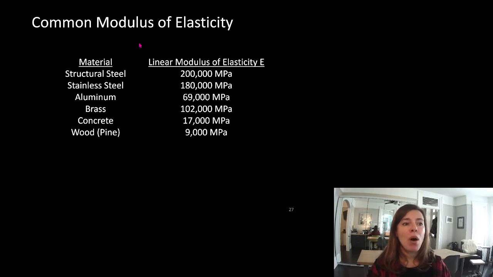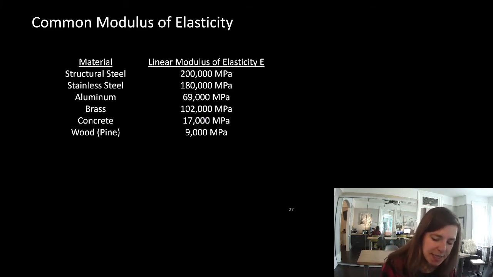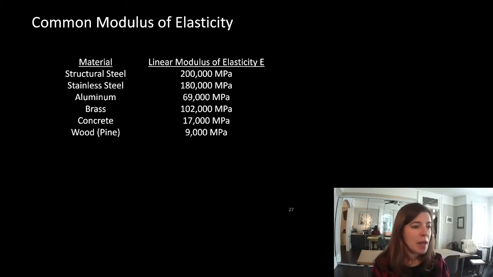Okay, so common modulus of elasticity for some of the materials that we use a lot. Structural steel, 200,000 MPa. Stainless steel, 180,000 MPa. Aluminum, 69,000 MPa. Brass, we don't use that much. Concrete has a huge range. In fact, I don't like this slide. I'm going to update this slide for concrete and wood and give them a range, and I'm going to put an asterisk beside them because those ones are not very consistent.